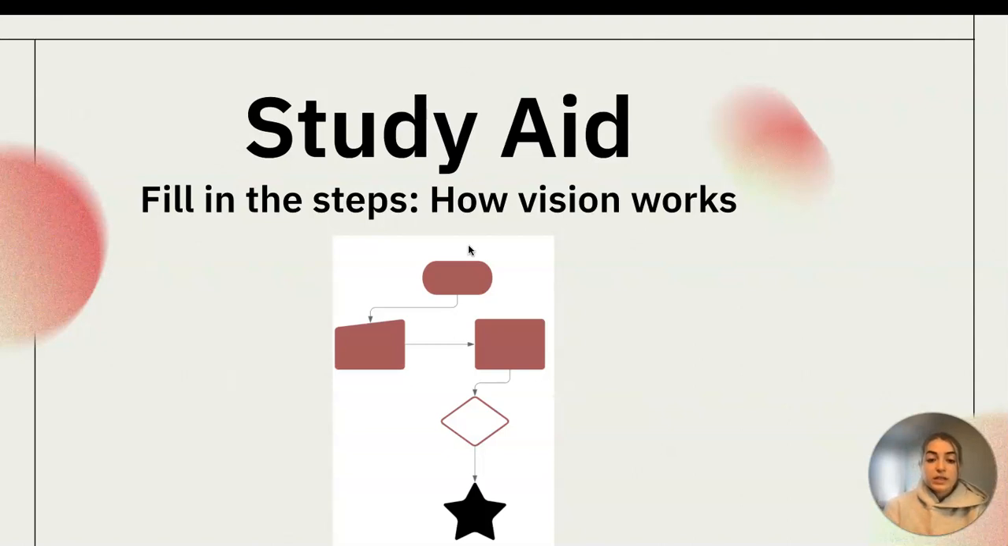And then a fun little study aid. I thought it would be fun to fill in the steps about how vision and our eyes work, just to simplify things a little bit in case we're studying for our upcoming exam or using it for an assignment. So take the time now, if you'd like, to pause the video and try to fill in the blanks by yourself, because we're going to go over the answer now.